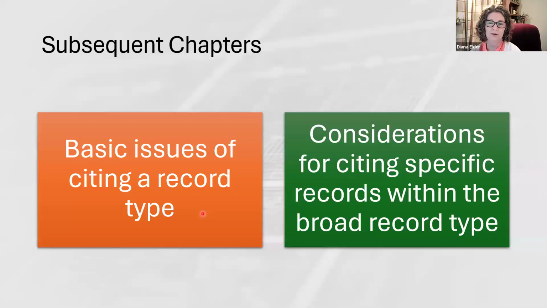And then the subsequent chapters are much the same. You have basic issues of citing a record type for each chapter, and then considerations for citing specific records within the broad record type. So you might have government records, and then it'll be broken down into all the different types within that. But you still get a lot of the basics, just like we had in edition 3.